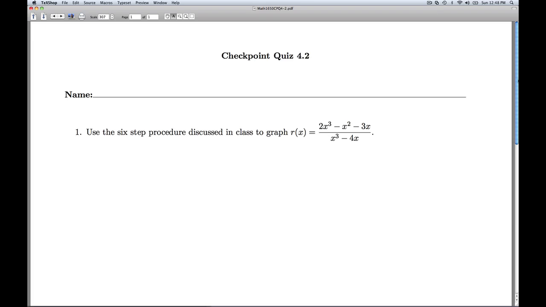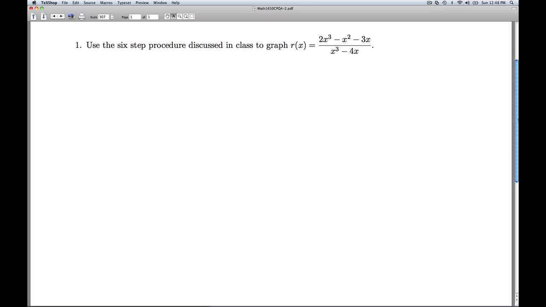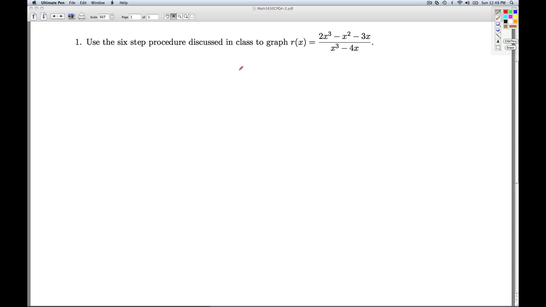Hi folks, this is Checkpoint Quiz 4.2. We're asked to use the 6-step procedure discussed in class to graph this rational function. Now once again, on a test, I'll have the 6 steps spelled out for you. But just to save room here, I will just remind you of them as we go along.